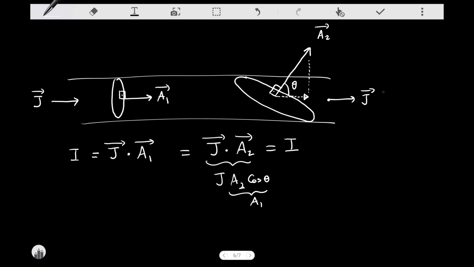So since it has the same cross-section, it has the same current density. We can choose the cross-sectional areas in different ways, but in each case, this dot product should produce the same current value. Okay.